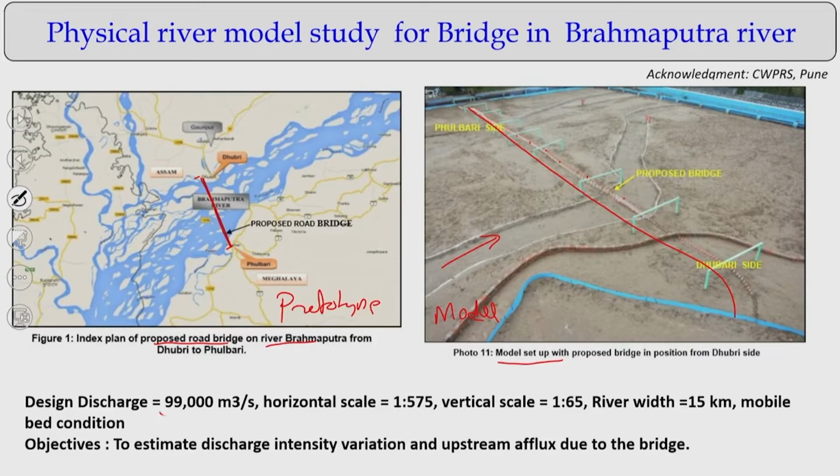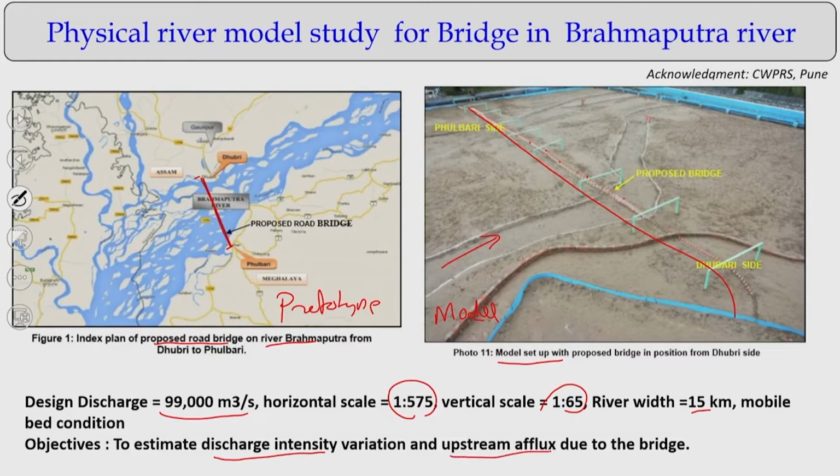Here the design discharge is 99,000 meter cube per second, which is close to the 100-year return period flood. The horizontal scale is 1:575, the vertical scale is 1:65, and the river width is 15 kilometers. The basic idea is to know the discharge intensity variations and upstream effluents due to the bridge.